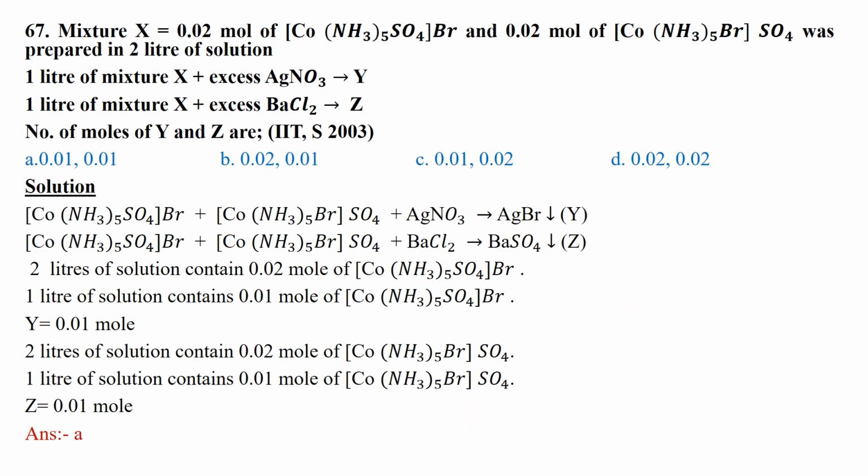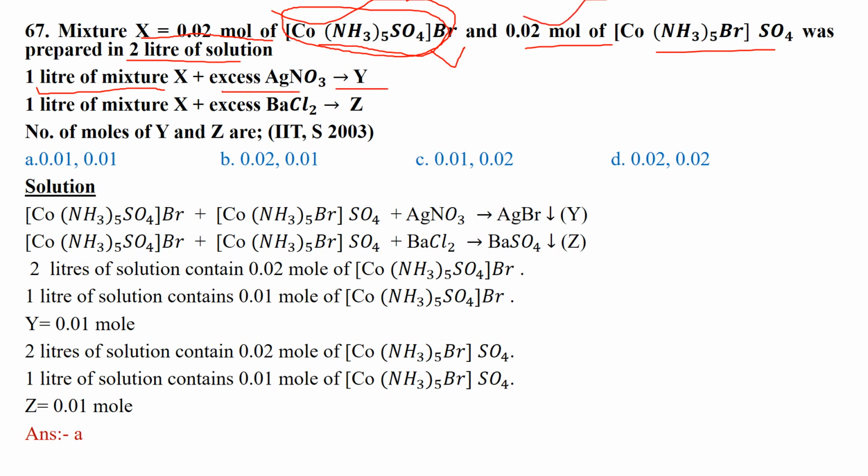Next question. Mixture X is equal to 0.02 mole of pentaamine sulfato cobalt(III) bromide. This is the IUPAC name of this compound, and 0.02 mole of pentaamine bromo cobalt(III) sulfate was prepared in 2 liters of solution. Then 1 liter of mixture X plus excess silver nitrate gives Y, and 1 liter of mixture X plus excess barium chloride gives Z. Then we have to calculate the number of moles of Y and Z, right?